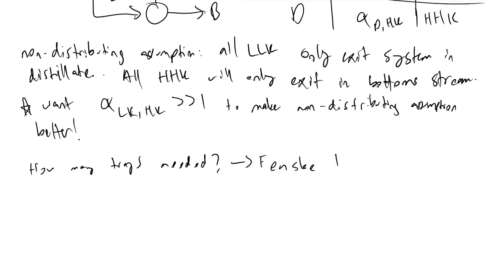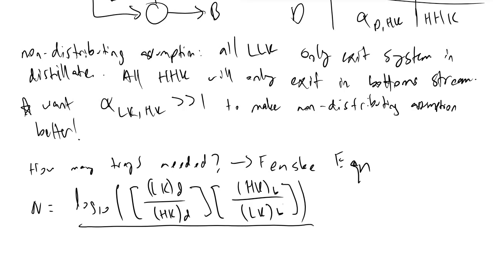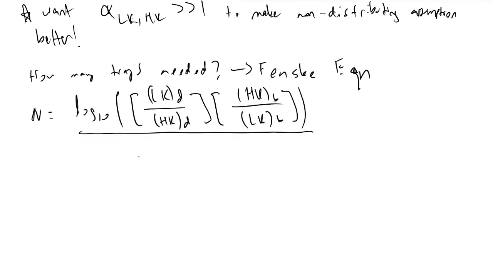Fenske. The Fenske equation tells us that N, the number of trays that will be required, is equal to log base 10 of the quantity of the molar ratio of your light key in your distillate divided by the molar ratio of your heavy key in your distillate, times the molar ratio of your heavy key in your bottom stream divided by the molar ratio of the light key in your bottom stream. And we divide this logarithm by the logarithm, log base 10, of alpha, so the relative volatility average.